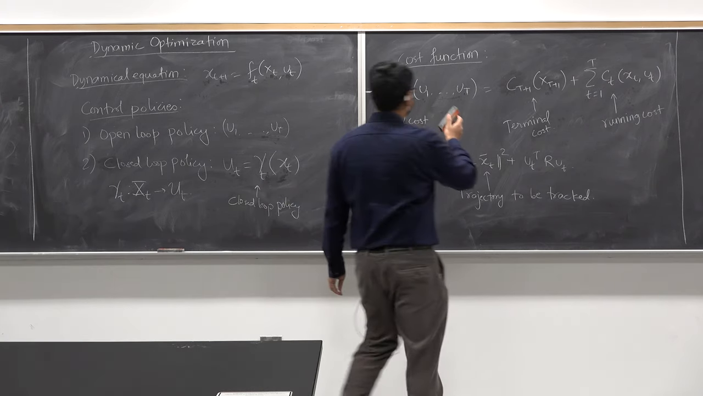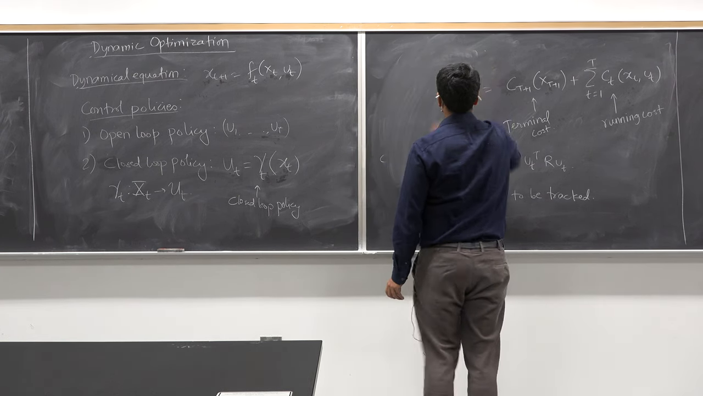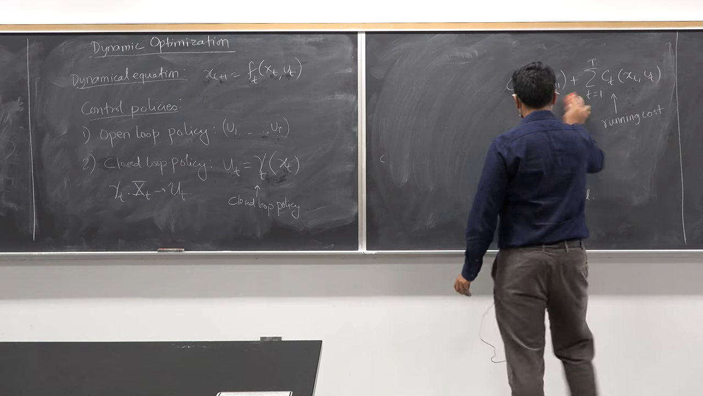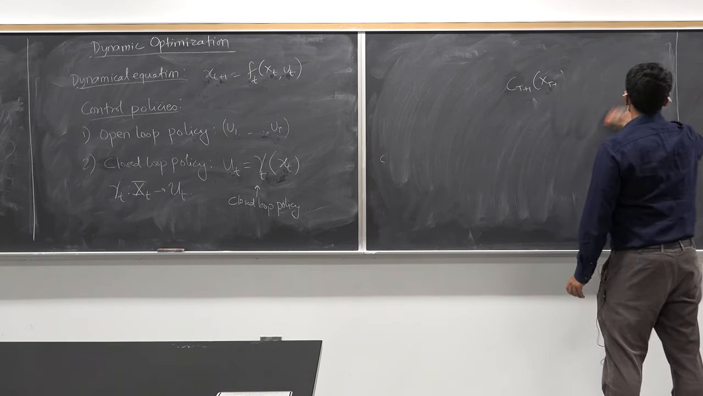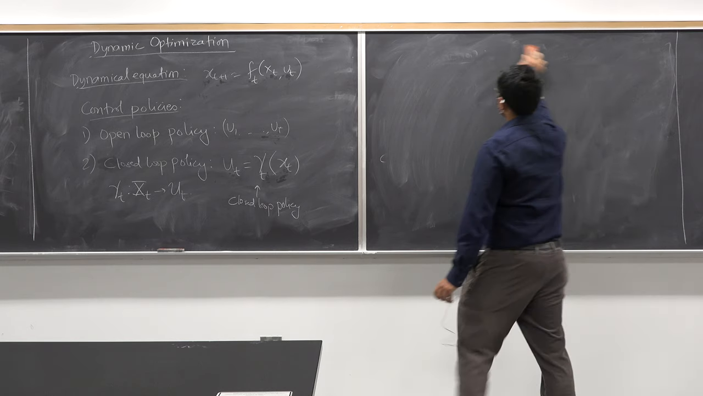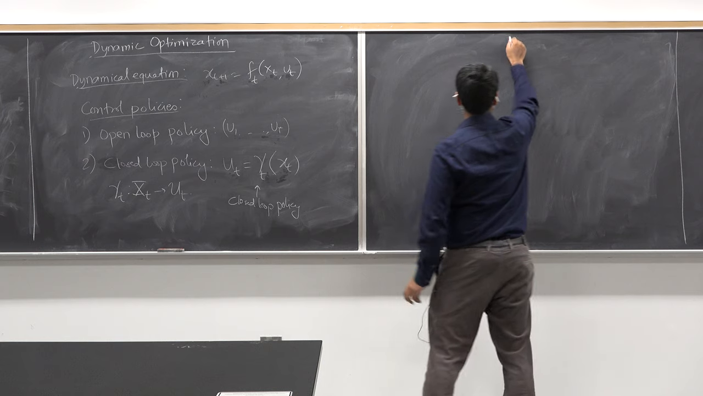Okay, so let's set up the optimization problem. The two optimization problems: one where I want to find the optimal open loop policy, and one where I want to find the optimal closed loop policy.